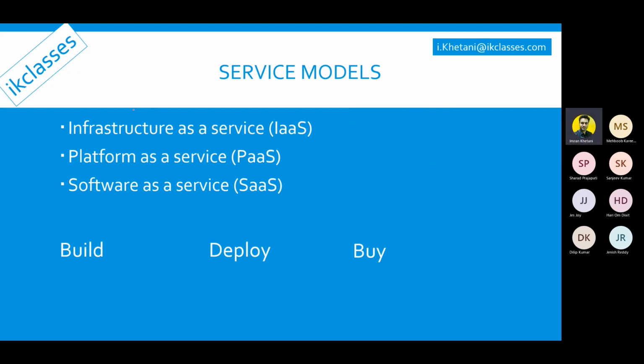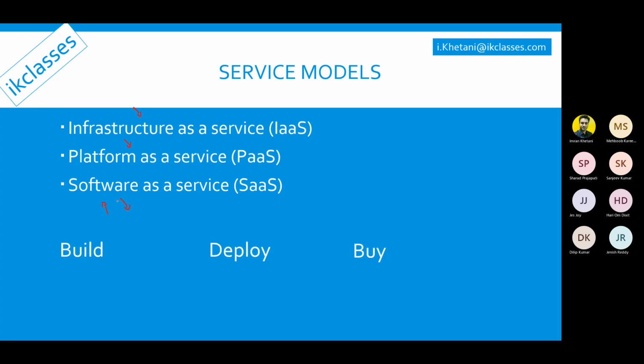Now, which one will you be choosing? If you need more control, go for infrastructure as a service. If you just need to deploy your code, go for platform as a service. If you don't need to bother about the code or anything, just go for software as a service. But we need to see whether that particular service is available or not.